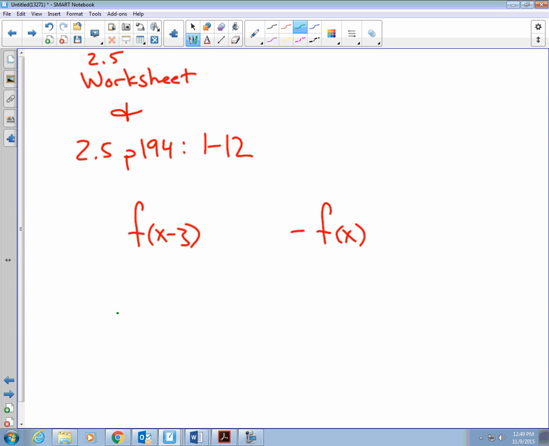If it's vertical, it's over x. If it's horizontal, it's over y. You don't have to state it. We know what you're talking about.